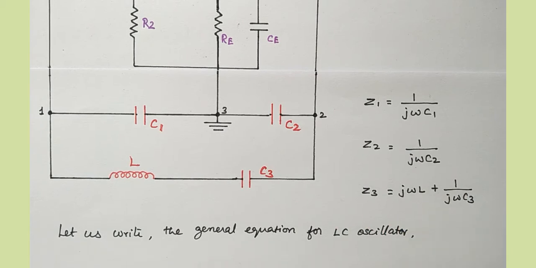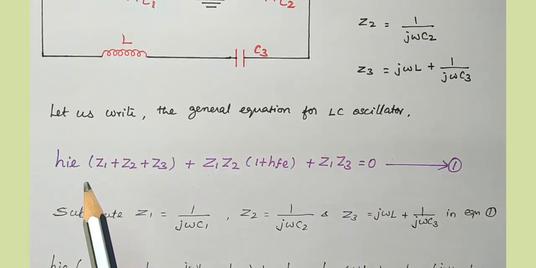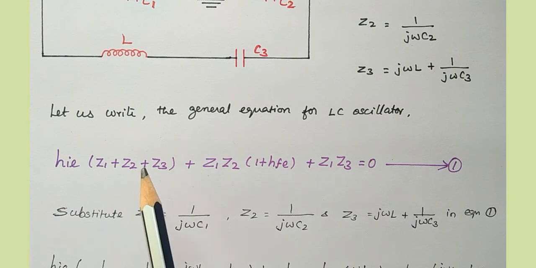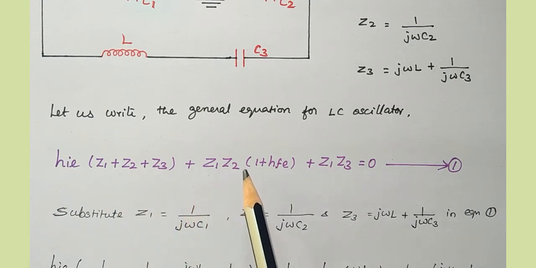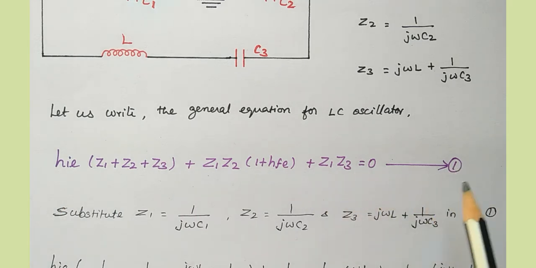And as usual, we have to take the general equation of LC oscillator. Here it is, the general equation of LC oscillator: hie into Z1 plus Z2 plus Z3, plus Z1 Z2 into 1 plus hfe, plus Z1 Z3 is equal to 0. So let it be equation 1.